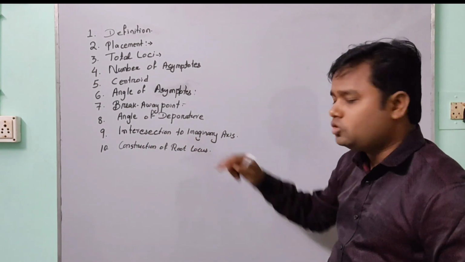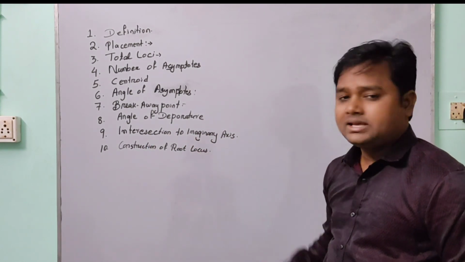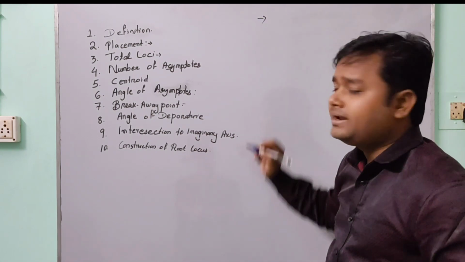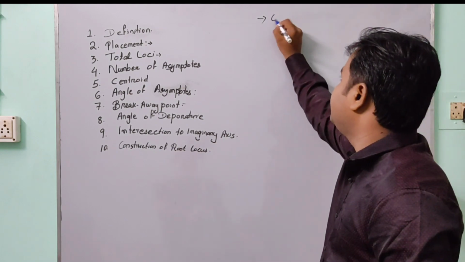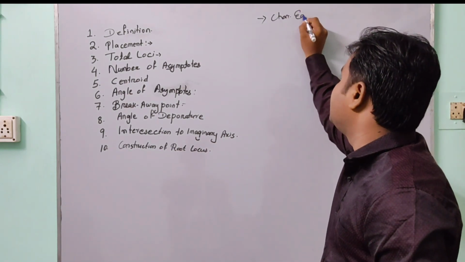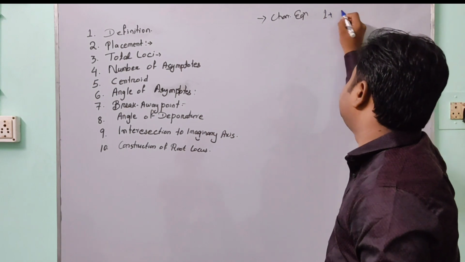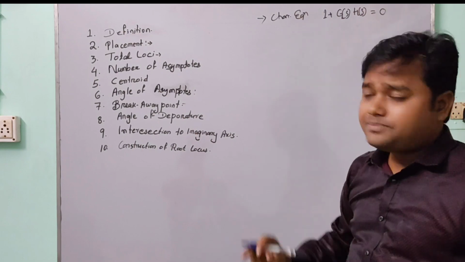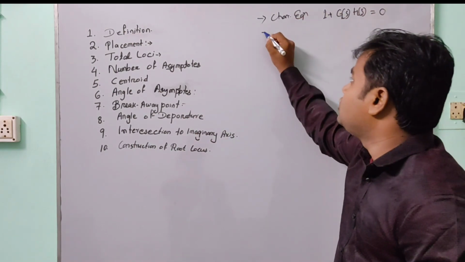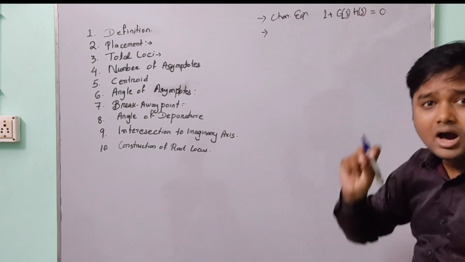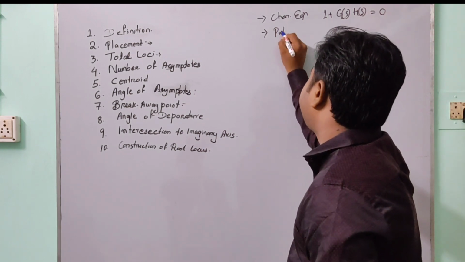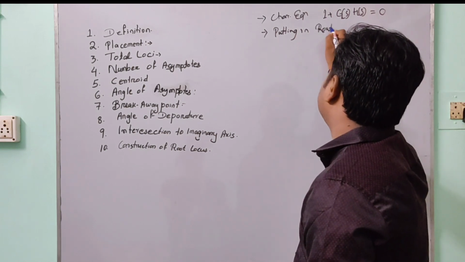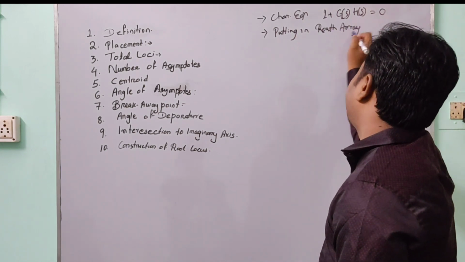Now we will go for the intersection with the imaginary axis. For this, I have to do certain steps. The first step is to get the characteristic equation, which is 1 plus G(s) H(s) equals 0. The next step is to put the characteristic equation into the Routh array criteria.